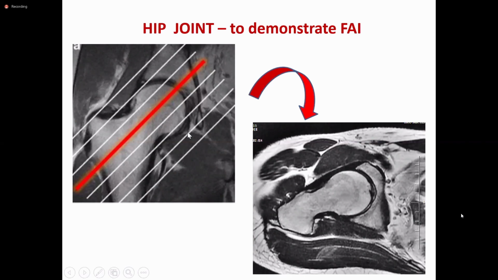Hip joints, every institute has its own protocols, like what T1, what T2, what's to be done. But if your indication is to rule out femoroacetabular impingement, please do oblique axial. They also call it a Swiss axial. So you need to take the coronal image and plan oblique axials running along the neck and the head of the femur. That is very, very important to demonstrate the impingement.